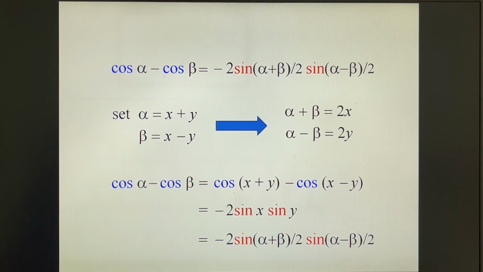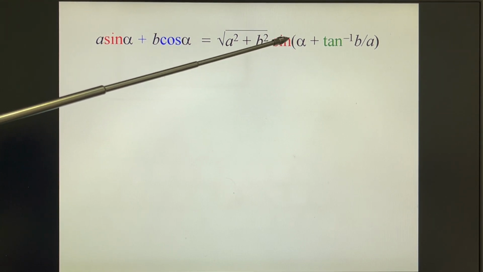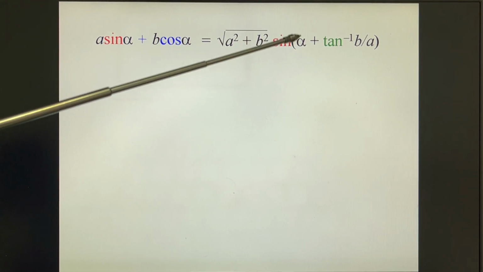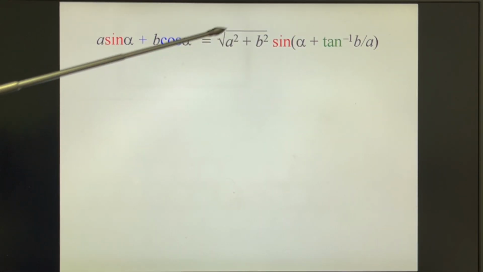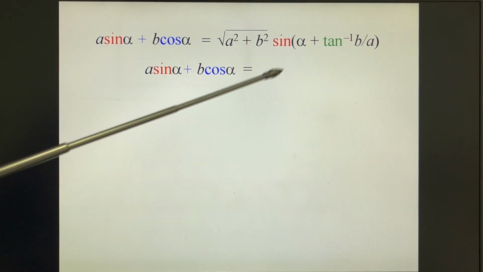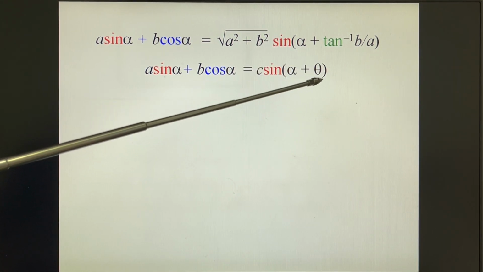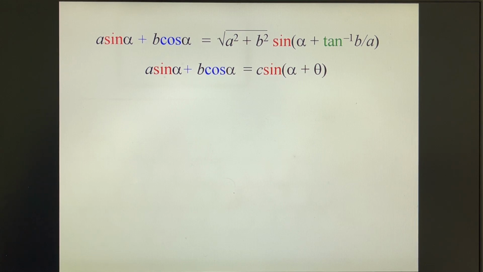That's all deduction. Okay? Last one. In many cases, we have A sine alpha plus B cosine alpha given. We would like to express them in a single trigonometric function, like sine. That's complicated. I don't remember. What I do, I say, you want to write it in a single trigonometric function? Okay, I write it as C sine alpha plus theta. Here, C and theta are two constants to be determined.